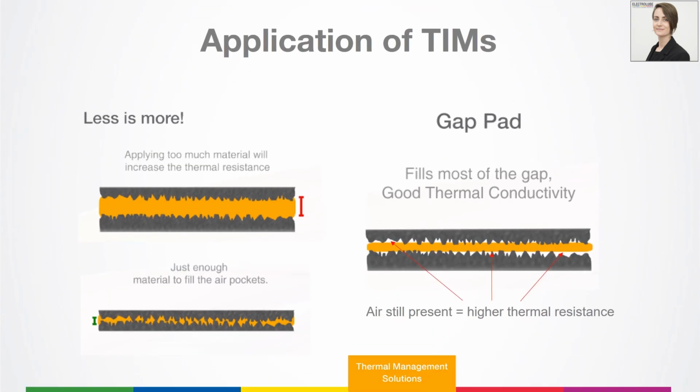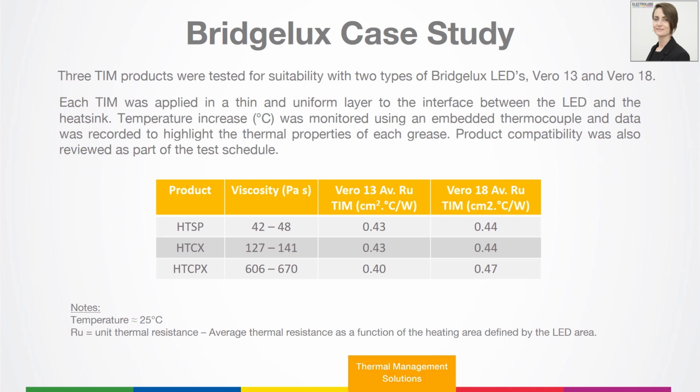Again, less is more. Don't apply too much of the thermal interface material because that is the least thermally conductive material when you compare the metal heatsink and the thermal interface material. You need just enough to fill all the air pockets and get rid of the air. An example of that is given in our Bridgelux case study here.